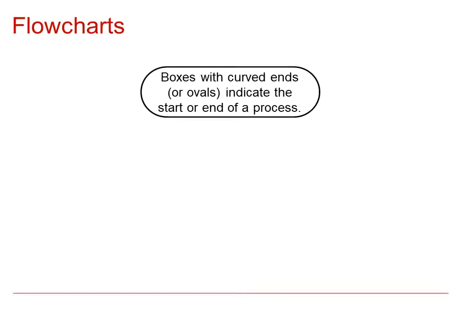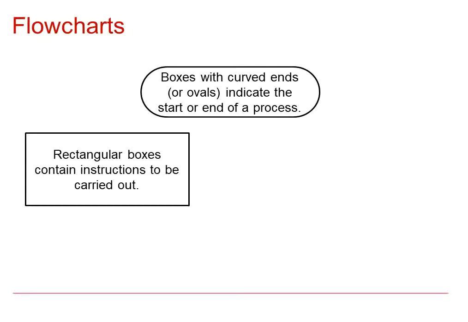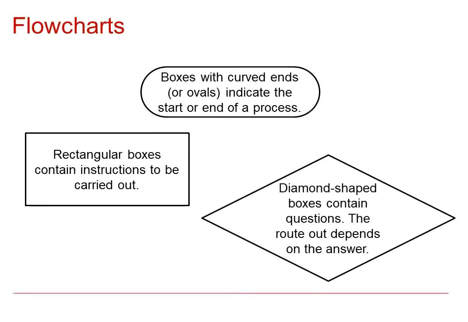Flowcharts can have different symbols used. For example, if you see an oval shape like this, where both ends are curved, that indicates a start or an end of the process or algorithm. A rectangular box contains an instruction that needs to be carried out, and a diamond shape box contains a question, and the route that you take depends on the answer to that question.